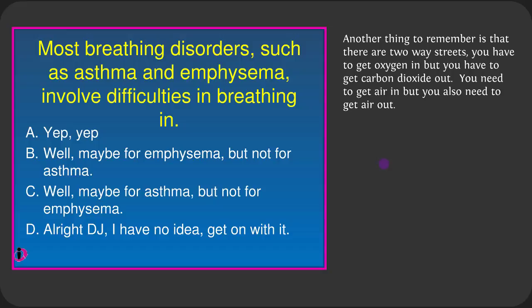Another thing to remember is that there are two-way streets here. You have to get oxygen in, but you have to get carbon dioxide out. You need to get air in, but you also need to get air out. Asthma is more of a difficulty of getting air in. Emphysema is more of a difficulty of getting air back out.